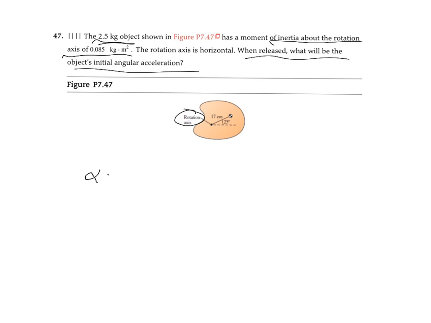I am going to say it's going to be our torque divided by moment of inertia. Now my torque is caused by gravity at this point right here, and I'm going to draw this freakishly too big. It's the weight of the object, which is 2.5 times 9.8. I think that should be 24.5 newtons. You should know by now how to get weight.